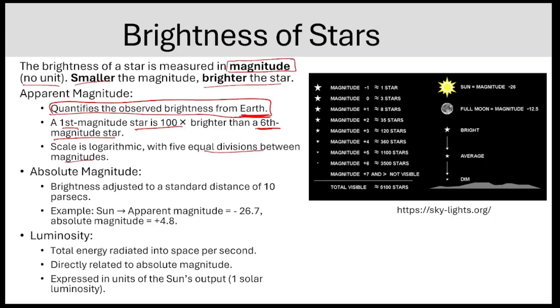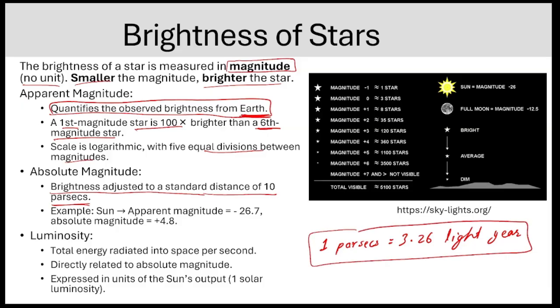And then we have absolute magnitude. The absolute magnitude is the brightness a star would have if placed 10 parsecs away. So basically it is brightness adjusted to a standard distance of 10 parsecs, and this is a new unit, so we should define a parsec. 1 parsec is equal to 3.26 light years.